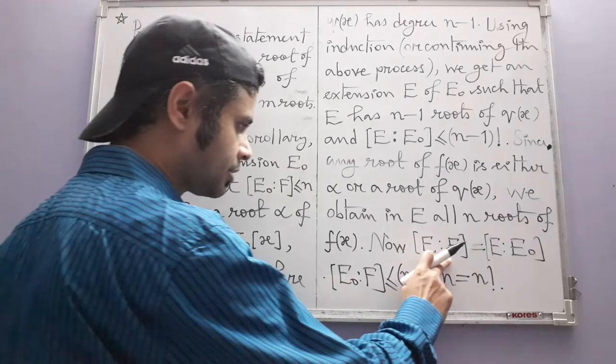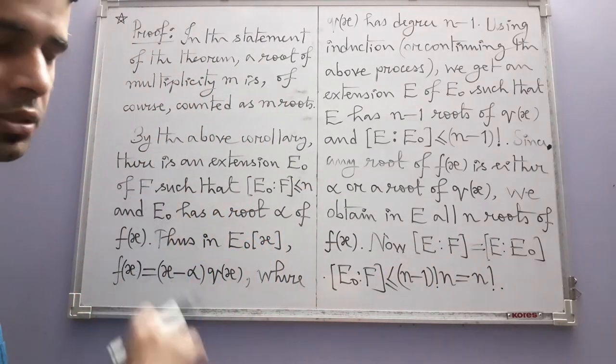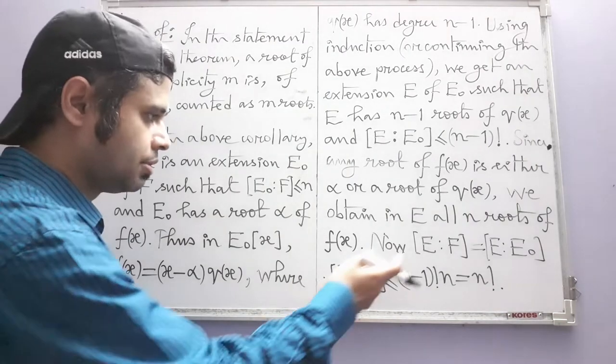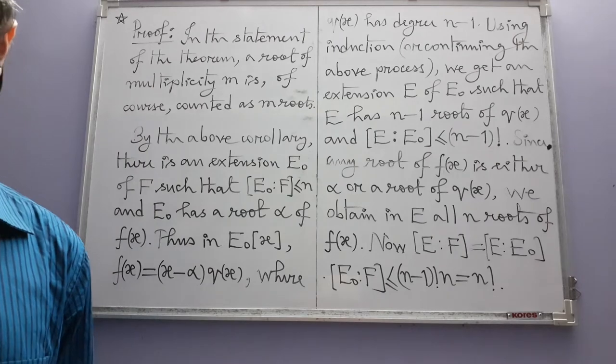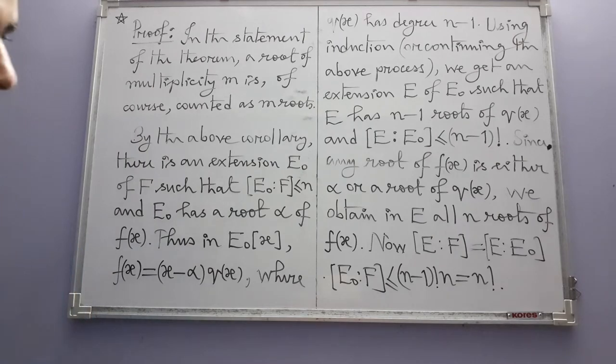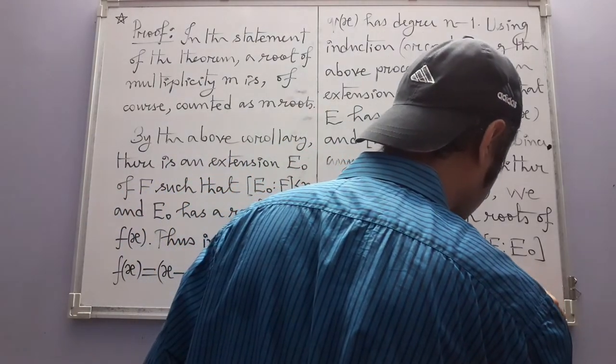Oh, we haven't mentioned the result, but we know what we have used here from the first section. There we have come across this degree formula, the degree of an extension of an extension. So this completes the proof of this theorem.